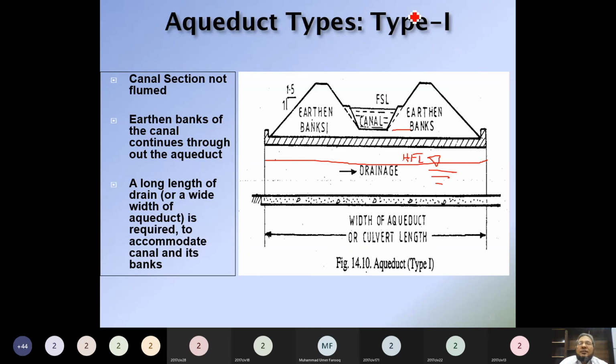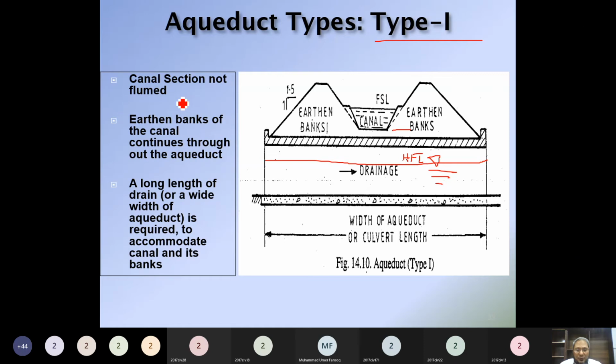What is then the type 1 aqueduct? Canal section, not flume. What do you mean by fluming? Fluming क्या होती है? Fluming means to reduce the width of the canal. That is called as fluming. Fluming क्यों की जाती है? क्यों भाई? कैनाल की विड्थ को कम क्यों किया जाता है? Over the drainage to reduce the cost of the hydraulic structure.